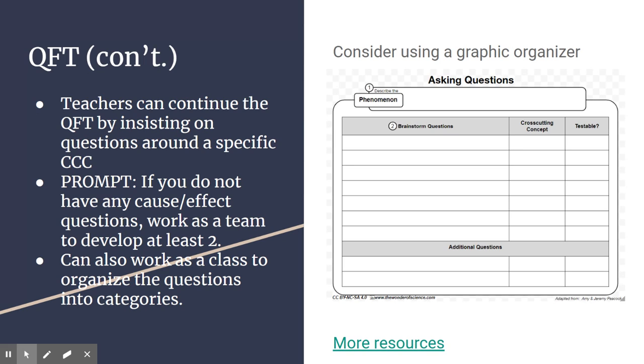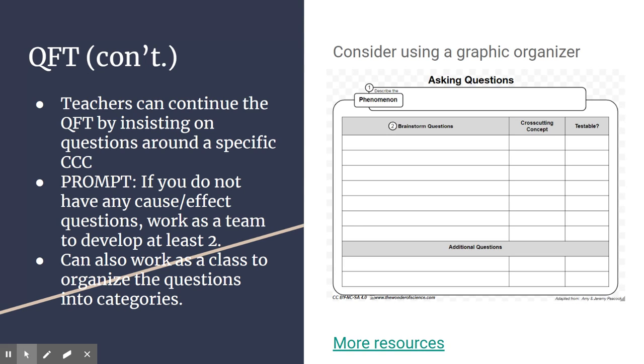Now, you can also take this in a couple more directions. You could continue the QFT by insisting on questions around a certain cross-cutting concept, like cause and effect. So I could say, if your group does not have any cause and effect questions at this point, I'd like you to create 2 additional questions that are related to cause and effect. Give students time to do that.